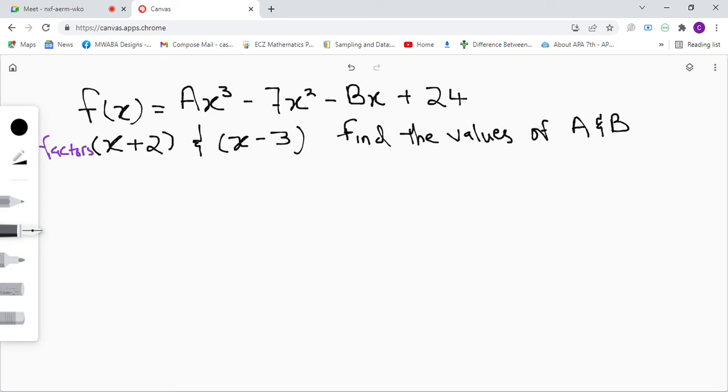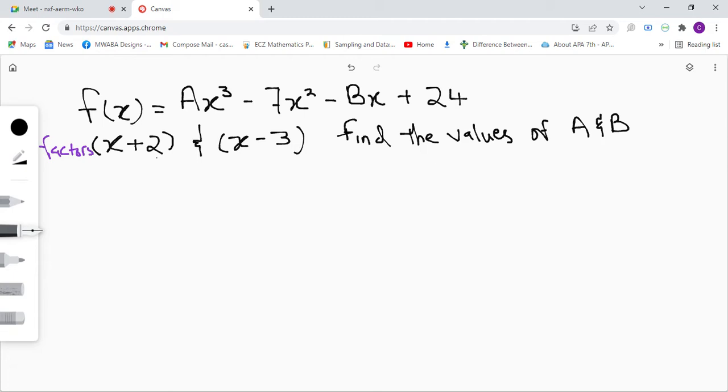We have a question here. f of x equals ax cubed minus 7x squared minus bx plus 24. The factors of this polynomial are x plus 2 and x minus 3. We have been told to find the values of a and b.